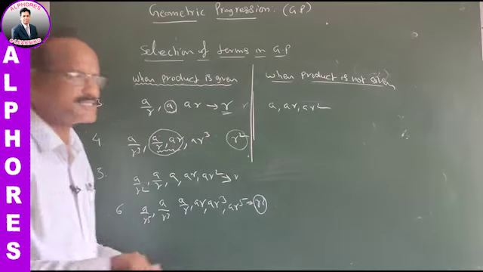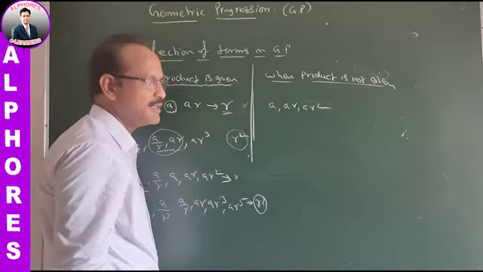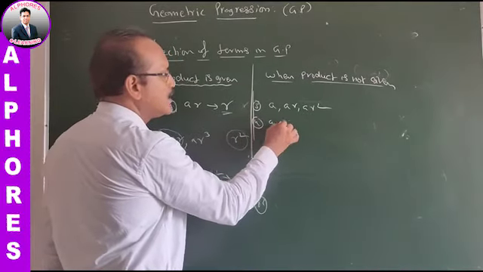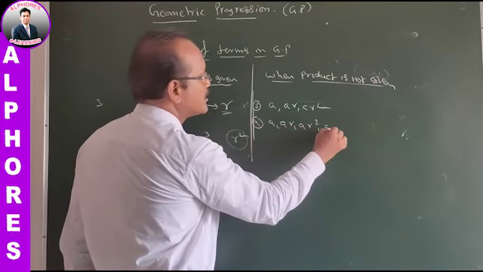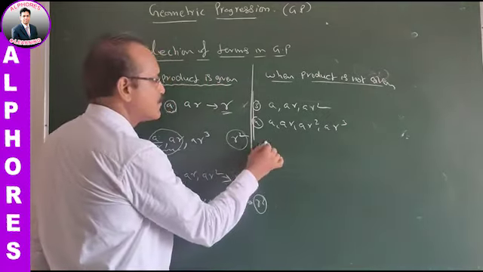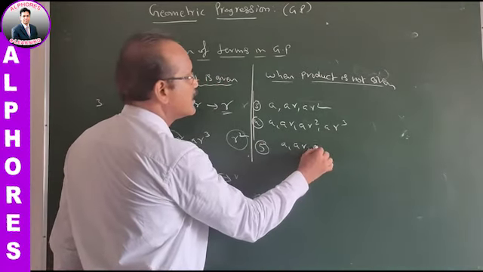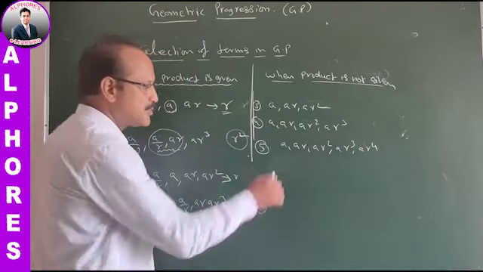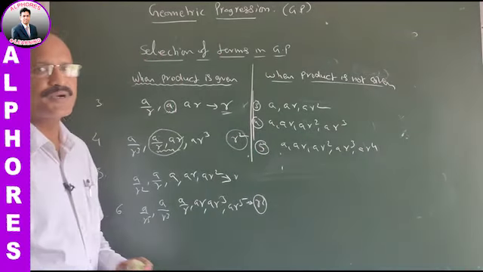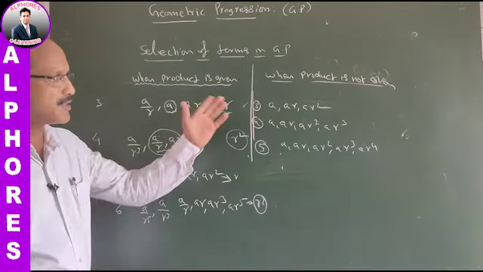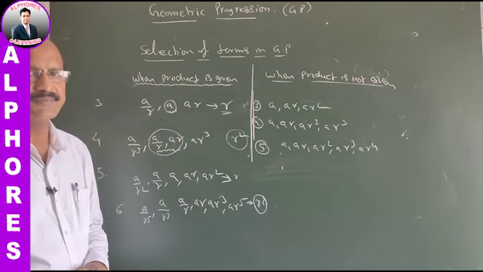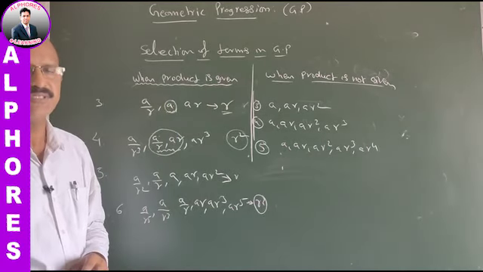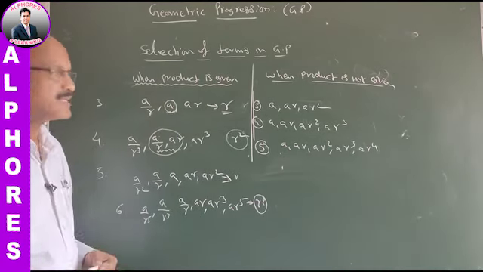Suppose the product is not given, then choose 3 terms like this: a, ar, ar². Then 4 terms: a, ar, ar², ar³. 5 terms: a, ar, ar², ar³, ar⁴, etc. So you can choose like this when the product of the data is not given. Okay, so this is the procedure for selection of terms in a GP. Now go to the next point.